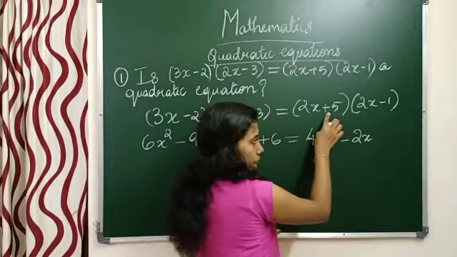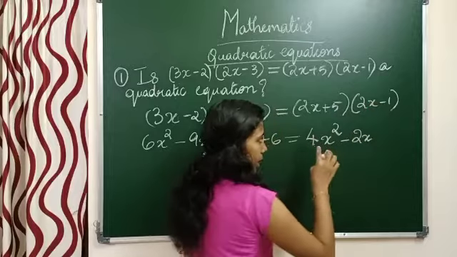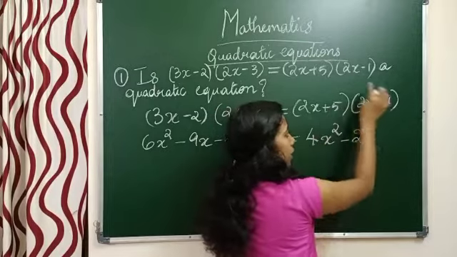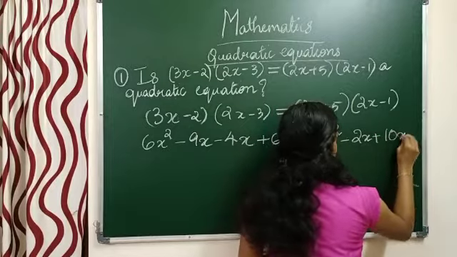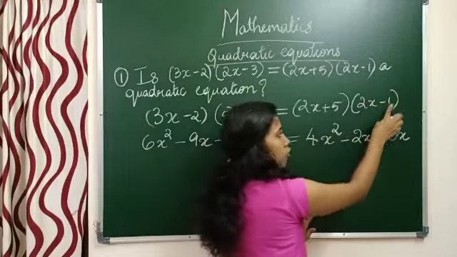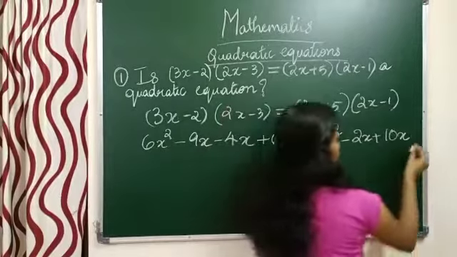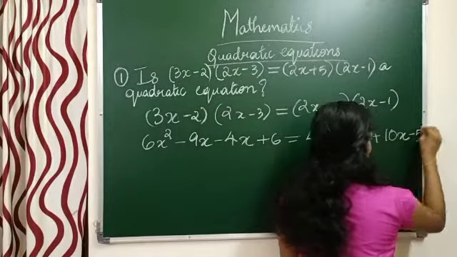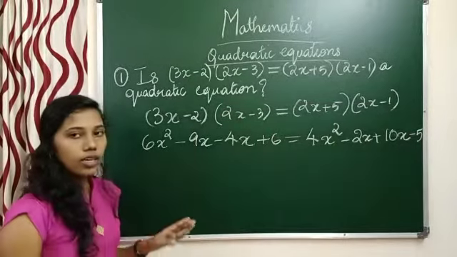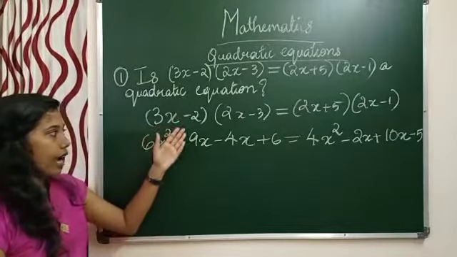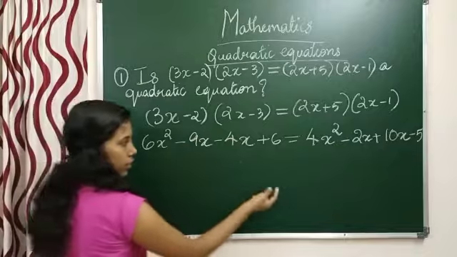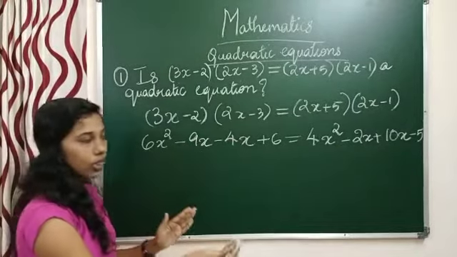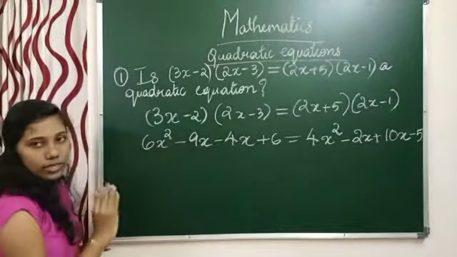Then with plus 5 we are going to open this bracket. So it becomes plus 5 into 2x is plus 10x. Then plus 5 into minus 1, that is minus 5. So here we have opened the brackets. Then we have to solve these equations by bringing all the terms to one side.